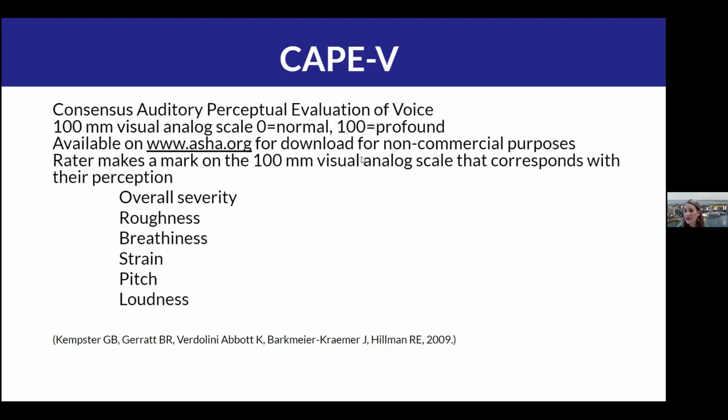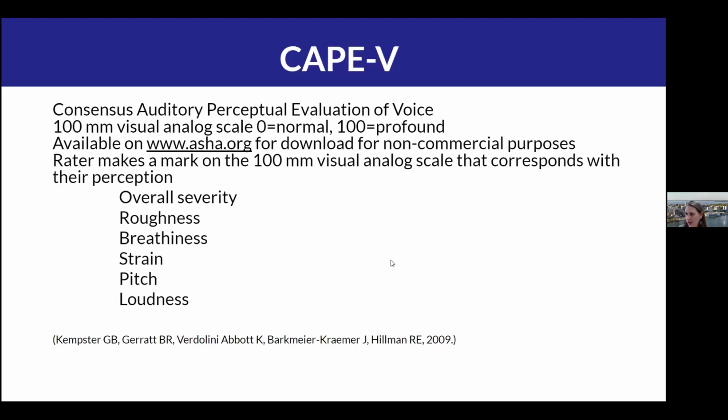This is a different scale that is probably used even more commonly. This is the Consensus Auditory Perceptual Evaluation of Voice. And you can actually access this on ASHA.org. It's free for download for non-commercial purposes. It's straightforward, but not necessarily easy. It consists of multiple 100-millimeter lines, and the listener puts a mark on the line and measures it with a ruler. And the marks would go for overall severity, roughness, breathiness, strain, pitch, and loudness.